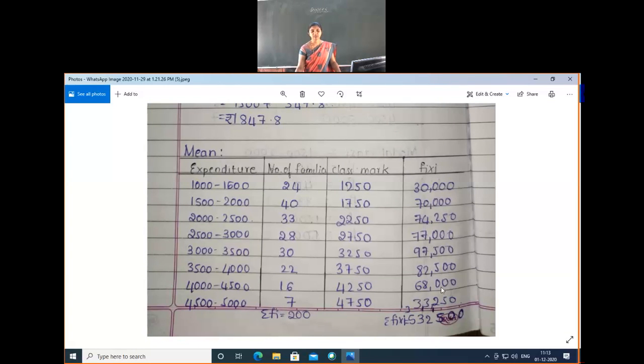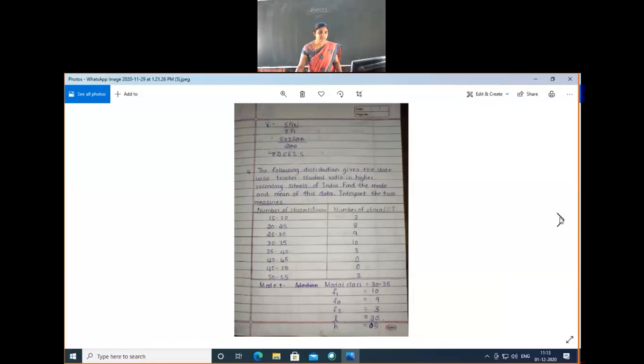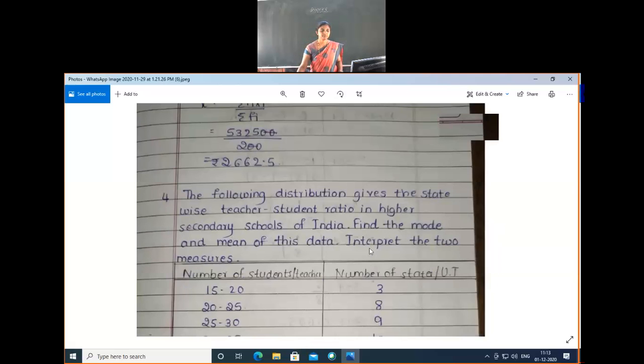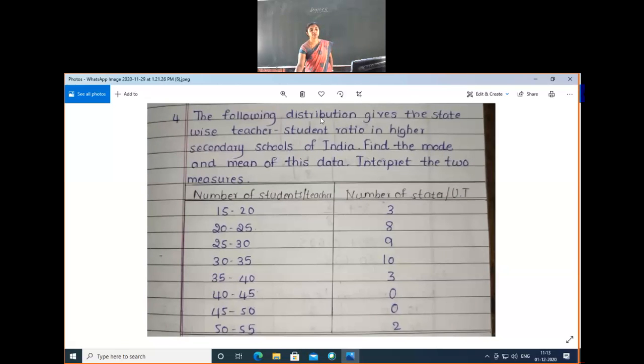For the mean, we take expenditure, number of families, then find the class mark, then the FiXi column. For this you can use the assumed mean method or the step deviation method also; that is your wish. Class mark is (upper limit plus lower limit) divided by 2. Then frequency into observation, the FiXi column. When we add the FiXi column, we get the result. Then substitute in the formula: sigma FiXi divided by sigma Fi. So the final answer is 2062.5. Just verify your answer.